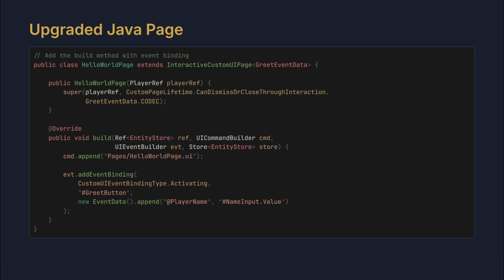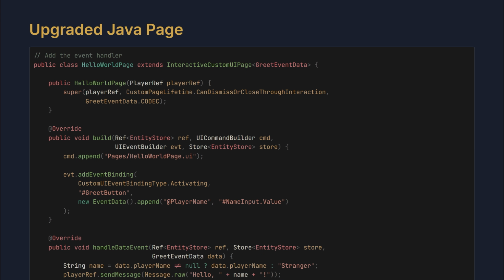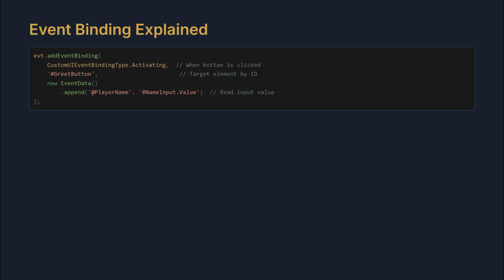And inside the build method, we can add event bindings after our appending. And after that, I know it gets a little bit out of frame. I don't think I can move it. No, I can't. And we have handle data event, which gets called when the data actually arrives in our class. So let's deconstruct it step by step.